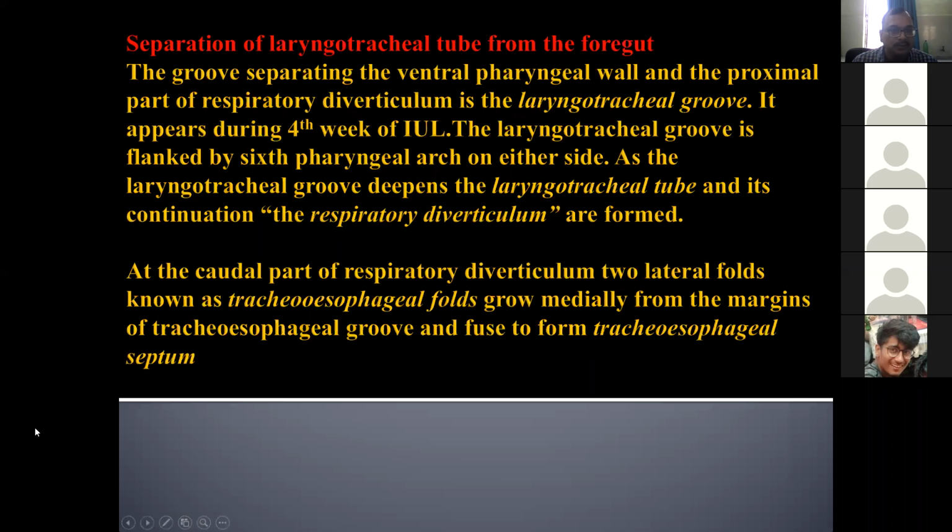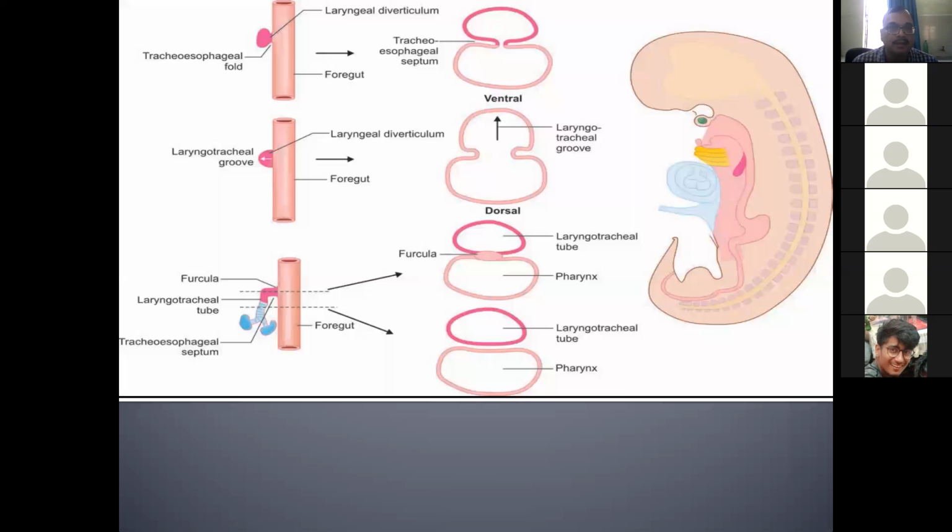Okay. So at the caudal part of the respiratory diverticulum, 2 lateral folds known as tracheoesophageal folds grow medially from the margin of the tracheoesophageal tube and fuse to form the tracheoesophageal septum. So in the beginning, what happens? A small orifice was left behind, but later on what happens? Both these are fusing with each other.